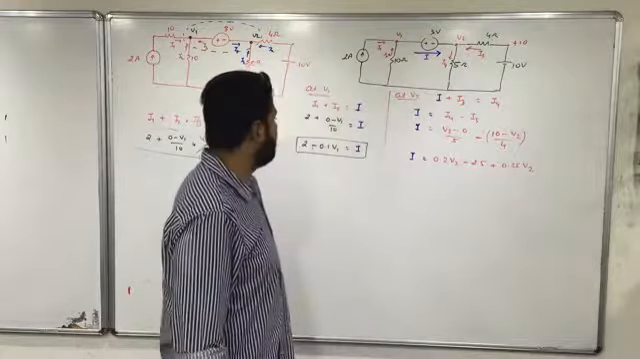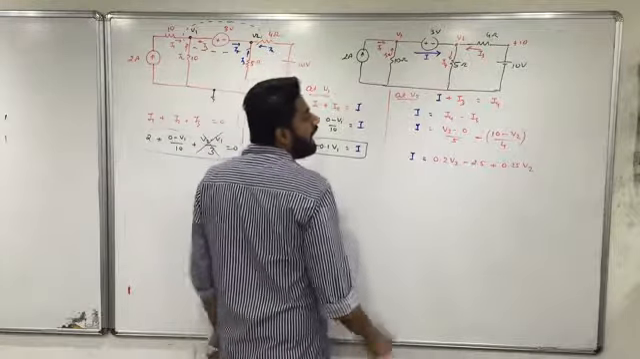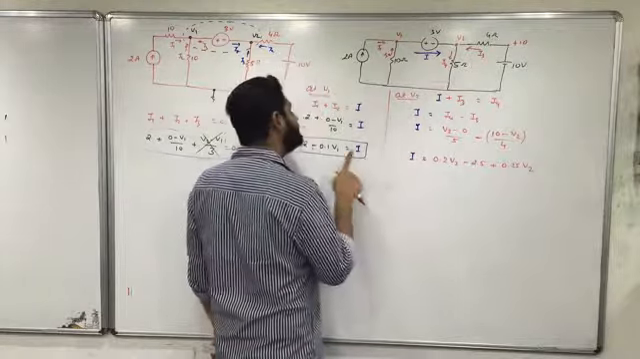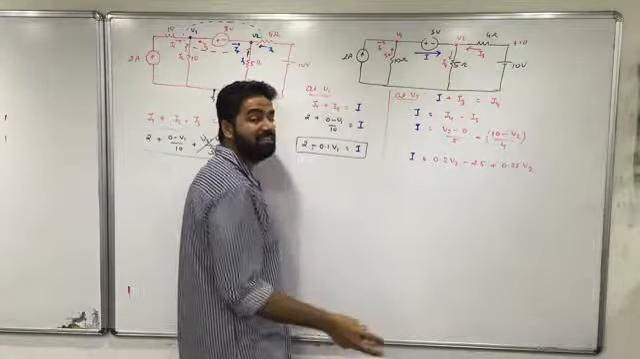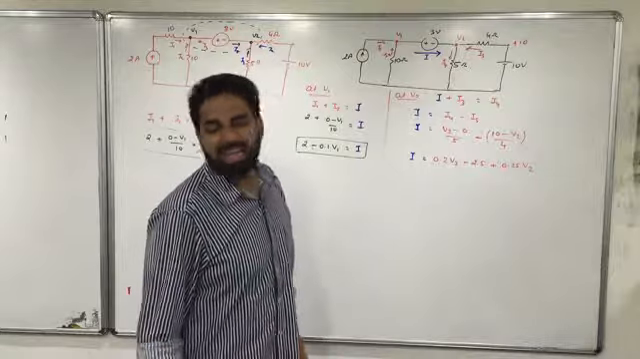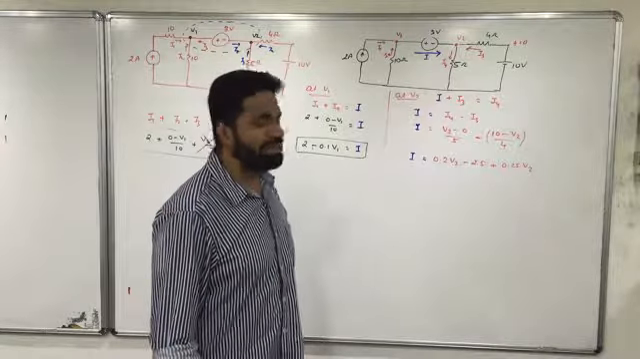Is it clear? Fine. So I have got another equation. You know, this equation is having two unknowns. This equation is also having two unknowns. So I have two equations with three unknowns. We cannot solve it. Is it clear?